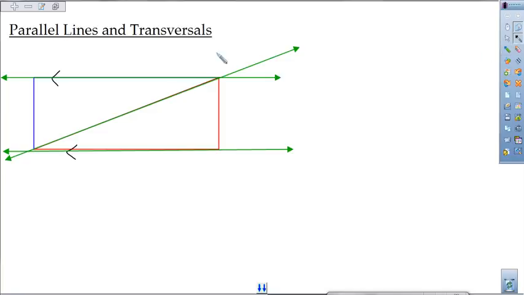And so I'm going to look at this angle here, and I know that this angle here, I can say it's alternate interior to this angle here. So they are on alternate sides of the transversal, and they are on the interior. Okay. So I have that information. So let's name this A, B, C, and D.